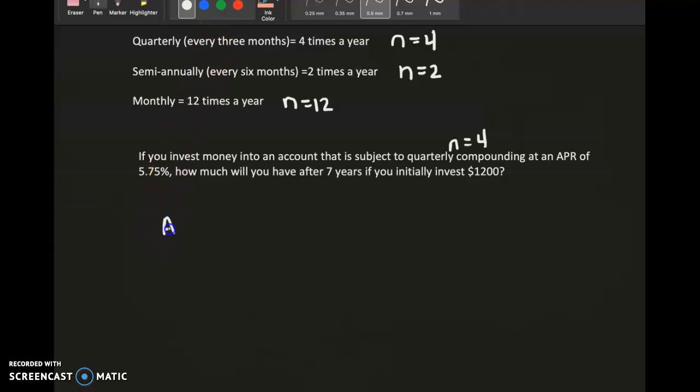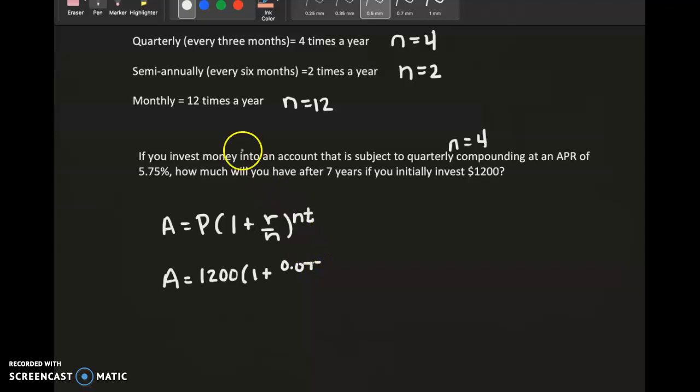I'm going to have A equals P times 1 plus R over N to the power of N times T. So we're looking for how much the account will be worth in the future, which means A is what we're trying to find. The amount that we initially invested was $1,200, so we're going to have $1,200 here for P, and then 1 plus, remember you rewrite the percentage as a decimal, so 0.0575.